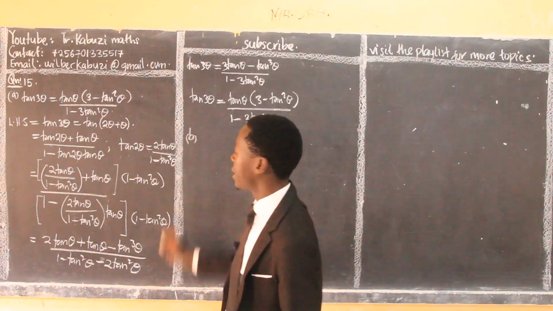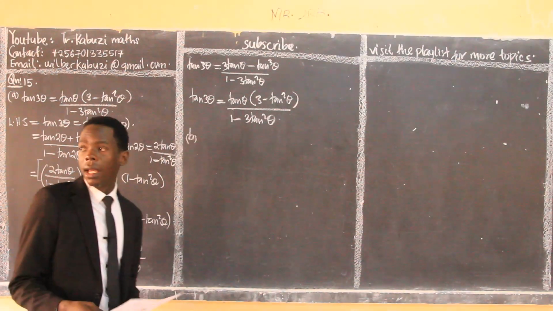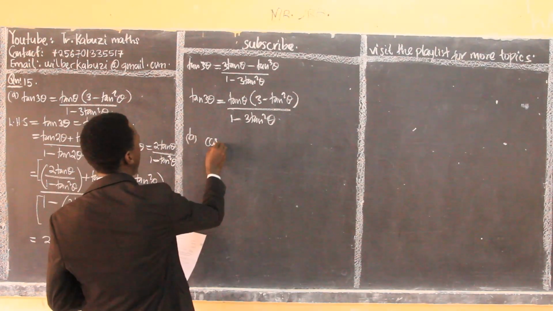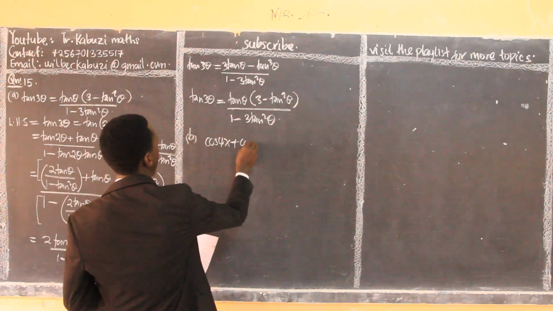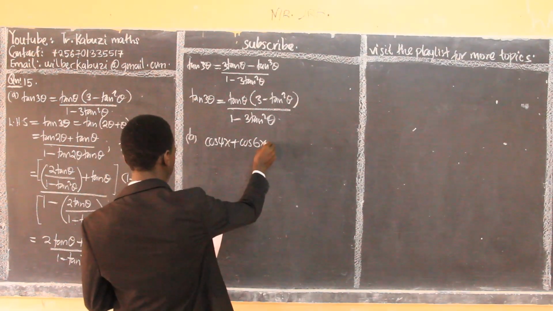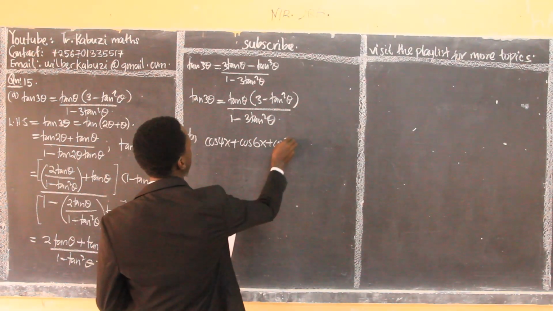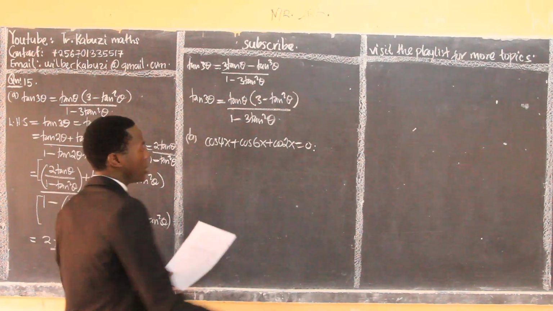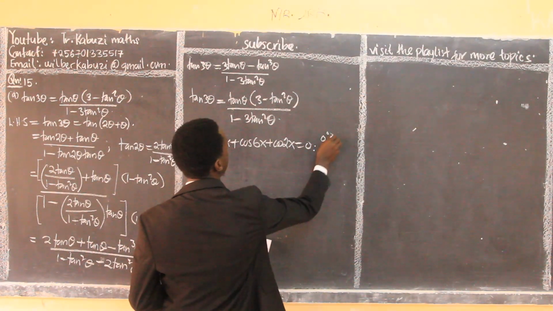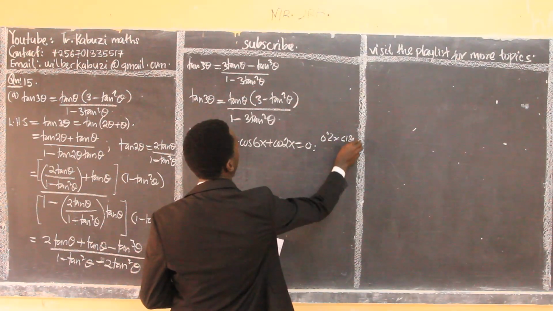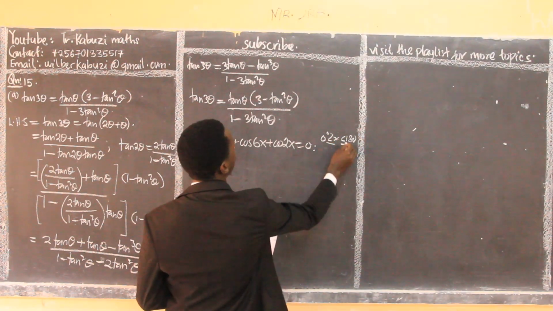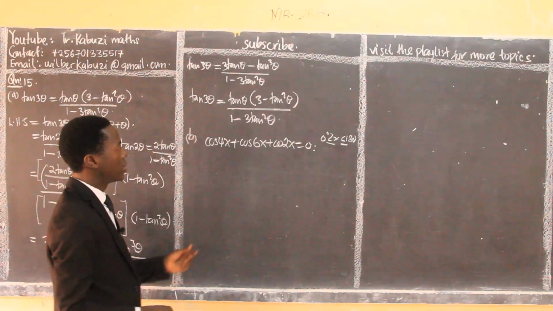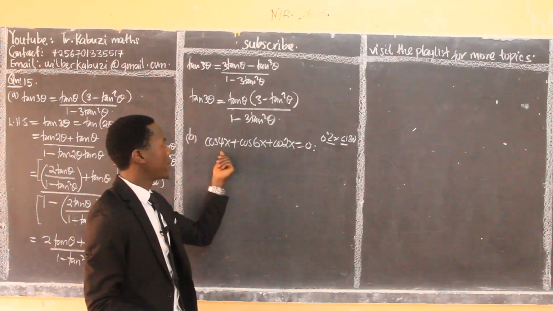We come to part B. Part B was saying solve the equation. They gave us cos 4x plus cos 6x plus cos 2x equals 0, with a range from 0 degrees less or equal to x less or equal to 180 degrees, and these ends are inclusive. Now here we have to first rearrange, combining these two terms.